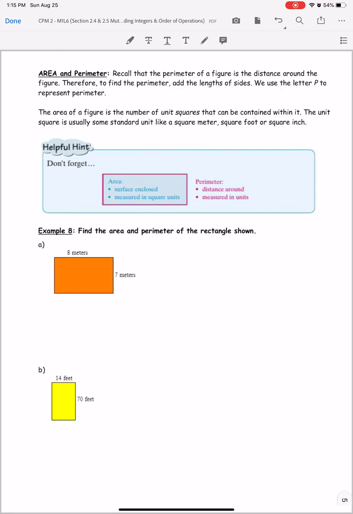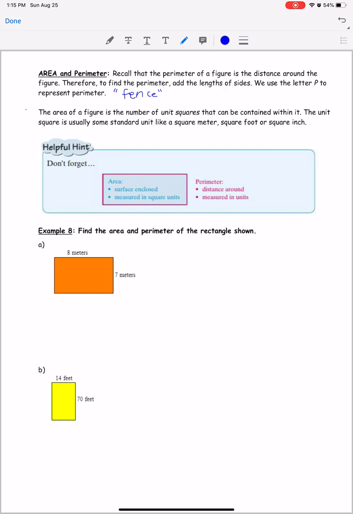And then lastly, area and perimeter. It says, recall that the perimeter of a figure is the distance around the figure. Therefore, to find perimeter, find the length of the sides. We use P to represent the perimeter. If you're thinking in terms of your backyard, this is your fence. That's what perimeter represents. It's the outside distance around. We've done perimeter before; what's new is area.